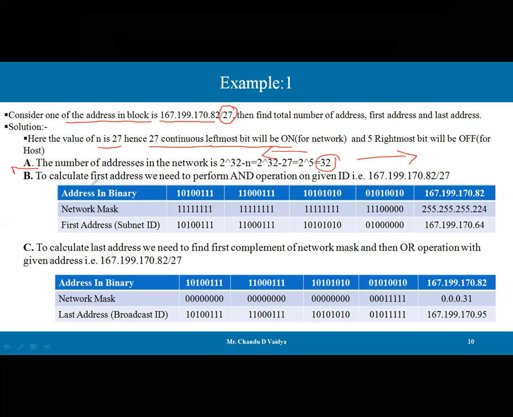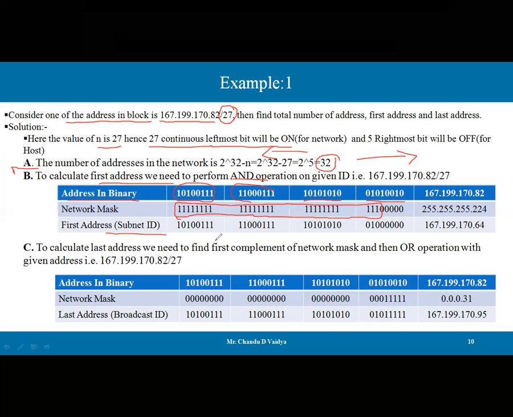Then calculate the first address. We can calculate the first address on the basis of the rule available with us, and that is the AND operation. How is it going to happen? Let's convert this address into binary. The first value is 167, the second value is 199, the third value is 170, and the fourth value is 82. After that, take the default subnet mask; according to the value of this slash notation, that many bits will be on. So here 27 bits will be on and the rest will be 0. Then we have to apply the AND operation.